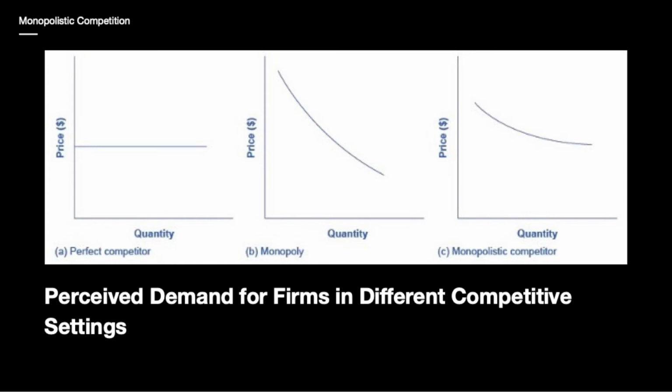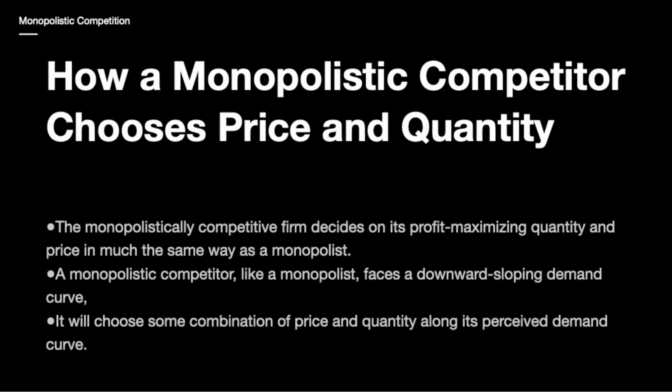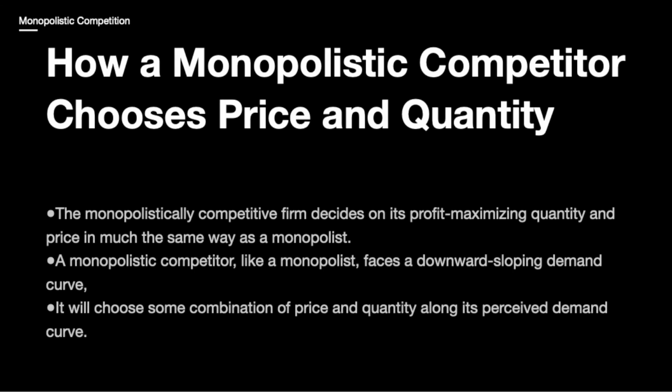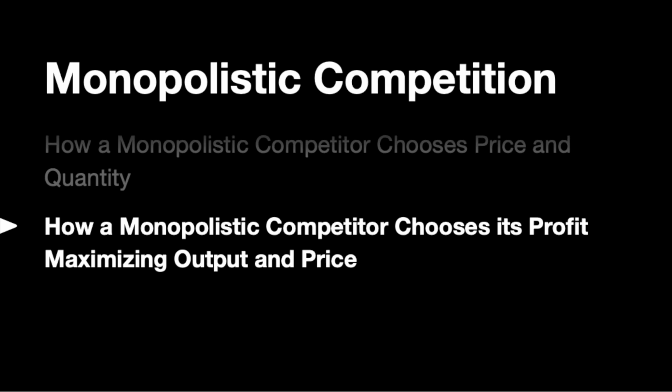It can sell more output only by decreasing the price it charges. Figure C shows the demand curve faced by a monopolistically competitive firm falls in between. How a monopolistic competitor chooses price and quantity. The monopolistically competitive firm decides on a profit maximizing quantity and price in much of the same way as a monopolist. A monopolistic competitor, like a monopolist, faces a downward sloping demand curve. It will choose some combination of price and quantity along its perceived demand curve.